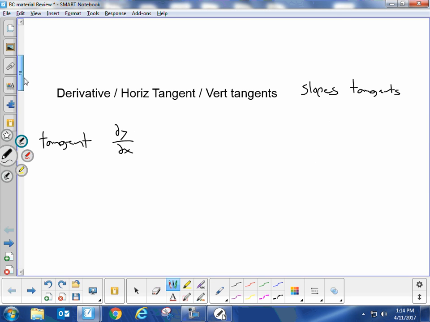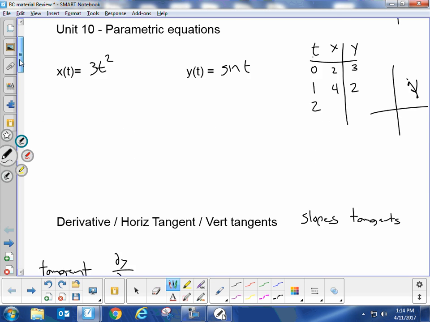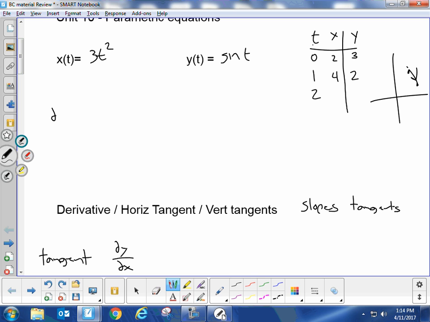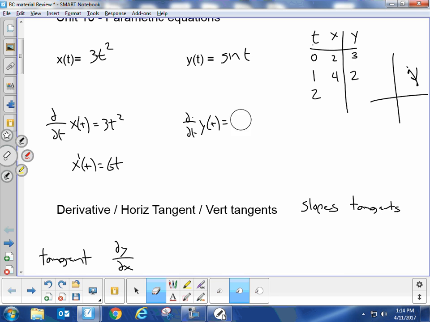Okay, so if I took the derivative of 3t squared, I would take it with respect to t, and I would get x prime of t is equal to 6t, right? Because the variables align, we just have 6t. Same with here. If I took the derivative of y of t, which is sine t, I would just get cosine t.